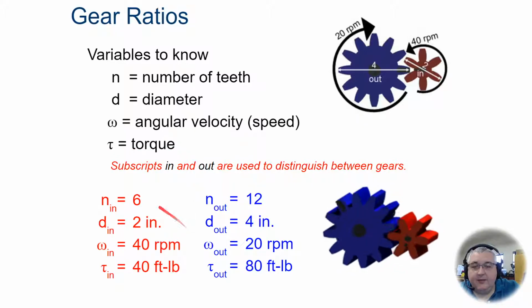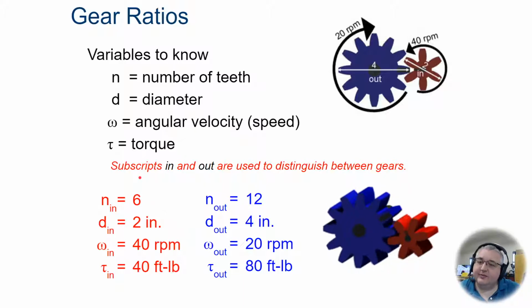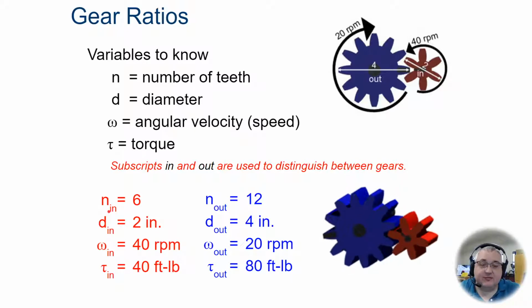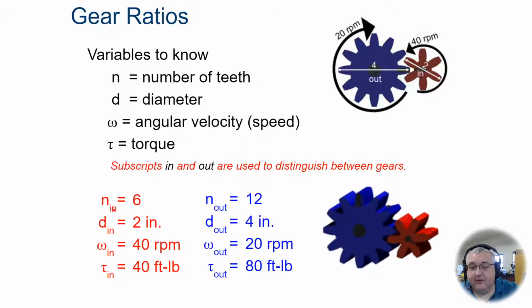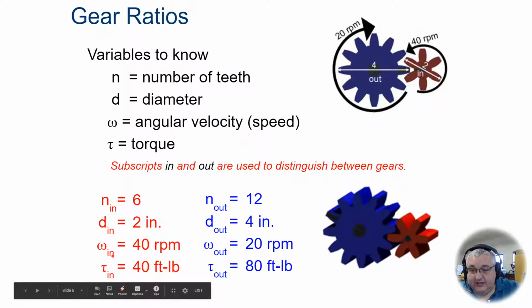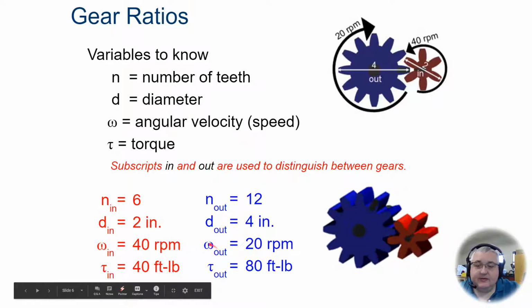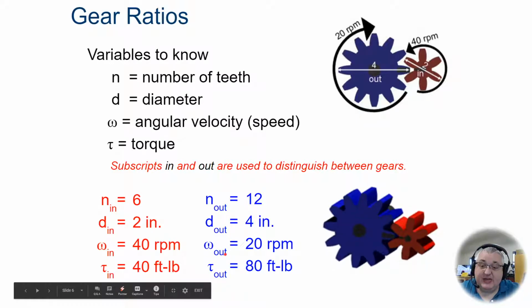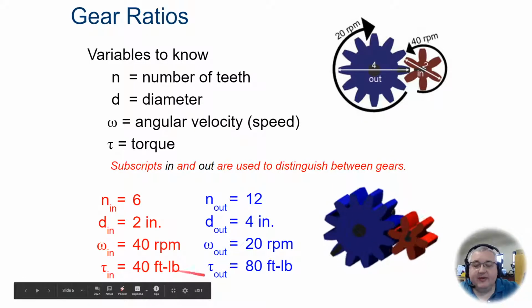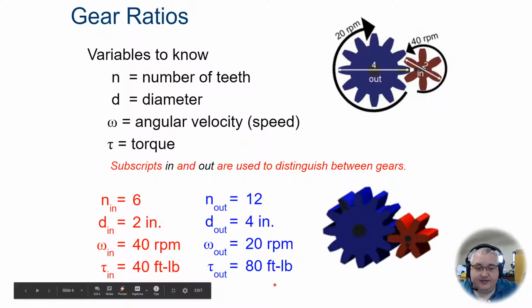And then we use subscripts. This is where it's written below. Subscripts in and out are used to distinguish between the gears. So number of teeth going in, number of teeth going out. Diameter going in, diameter going out. Angular velocity, how fast is it turning going in? 40 revolutions per minute. What's the velocity going out? 20 revolutions per minute. And then we have torque: 40 foot-pounds going in, and going out is 80 foot-pounds.